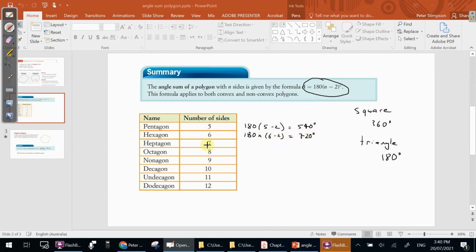Hopefully you'll see a bit more of a pattern too. Heptagon, that's 180 times 7 minus 2, which equals 900. So all the 7 angles in a heptagon, the total of all those 7 angles is 900. Octagon, 8-sided, 8 minus 2. That'll be 1080.